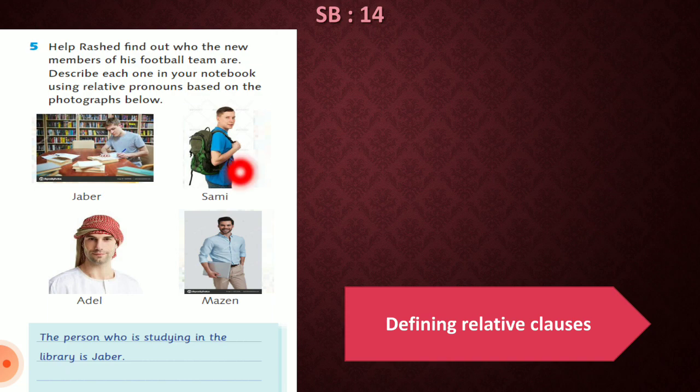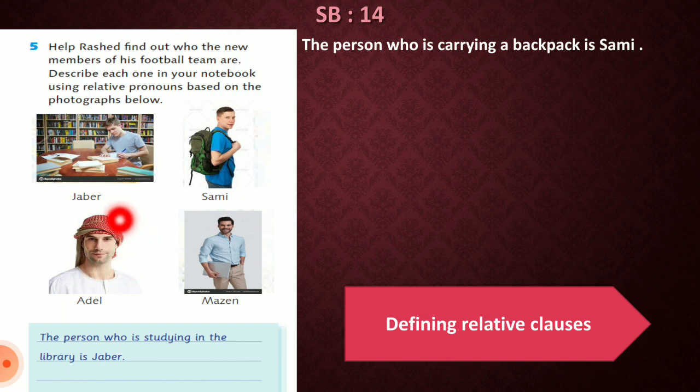Now, number two, let's do it the same way. Now we can see that Sami is carrying a bag, or he is carrying a backpack. So in order to describe him, we will say the person who is carrying a backpack is Sami. Number three, now the special thing about Adel is that he is wearing a kufiya. So we are going to say that the person who is wearing a kufiya is Adel.